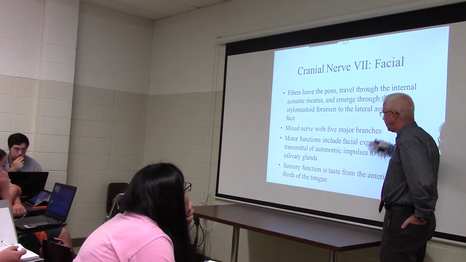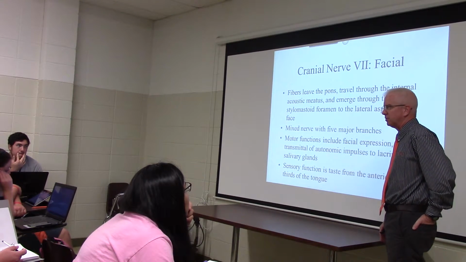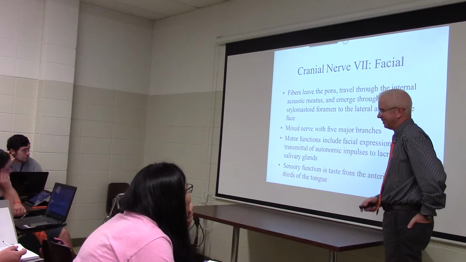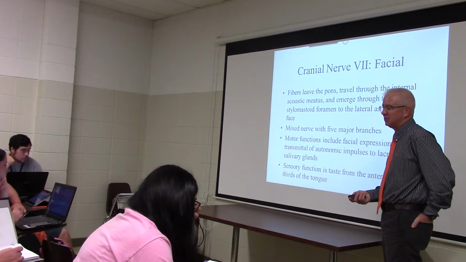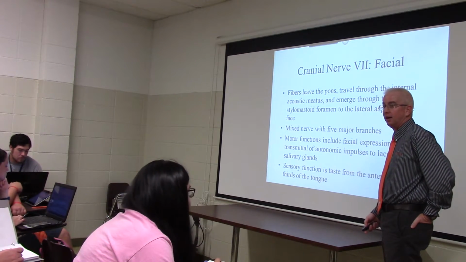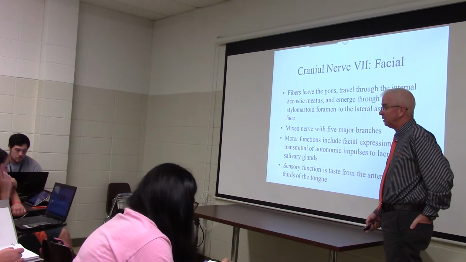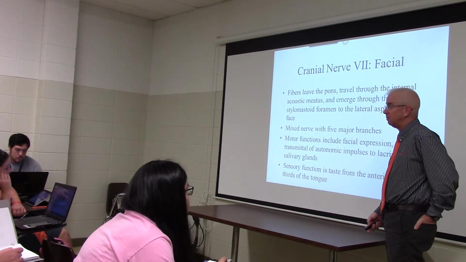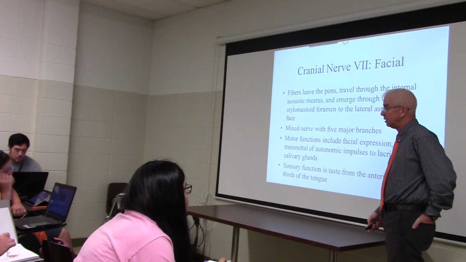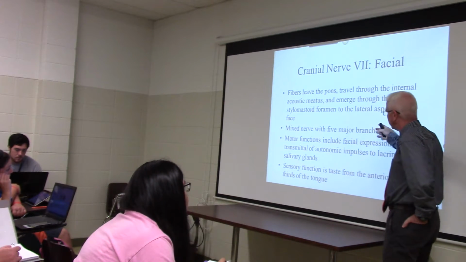It's a mixed nerve with 5 major branches. Can you tell me what they are from top to bottom? Temporal. Okay, temporal, good. So I expect you to know this. I just said it. So zygomatic, buccal, mandibular, cervical. Very good. So these are the major branches here.